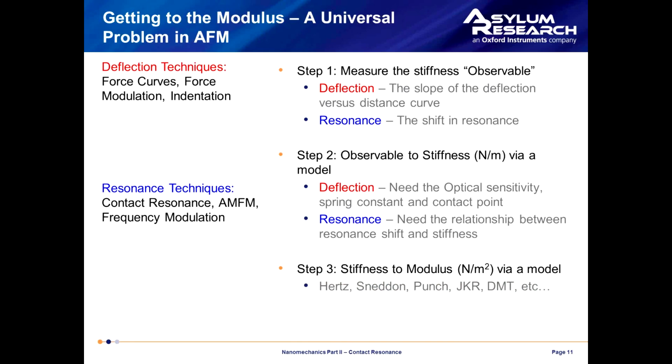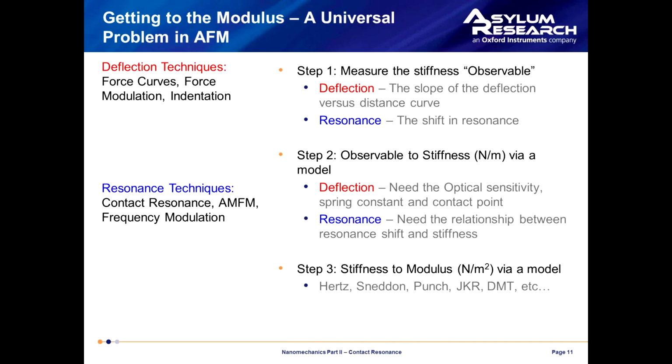The most important step really is number 1, the step where we measure the observable, either in the case of a force curve or other deflection techniques, the deflection versus distance. In the case of contact resonance or AM/FM, the resonance shift. If this measurement is bad, if it's polluted, then everything downstream of it will also be polluted.